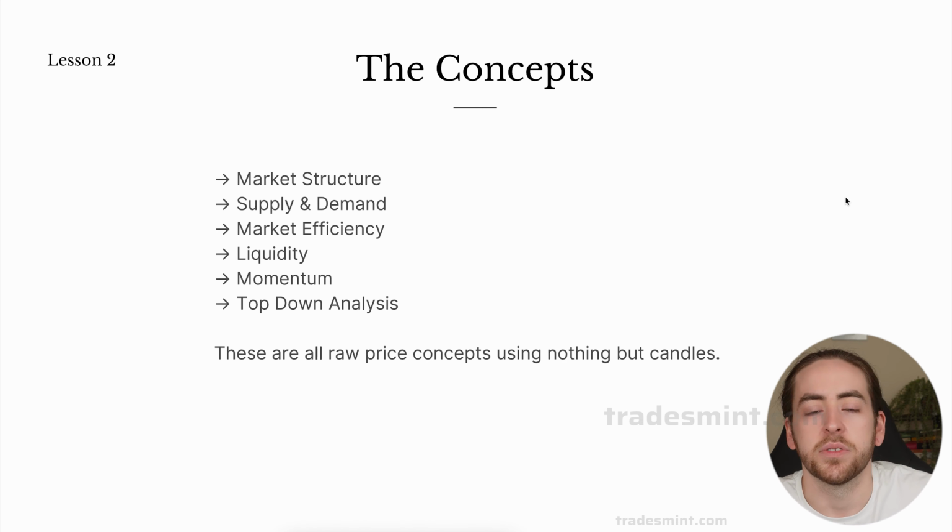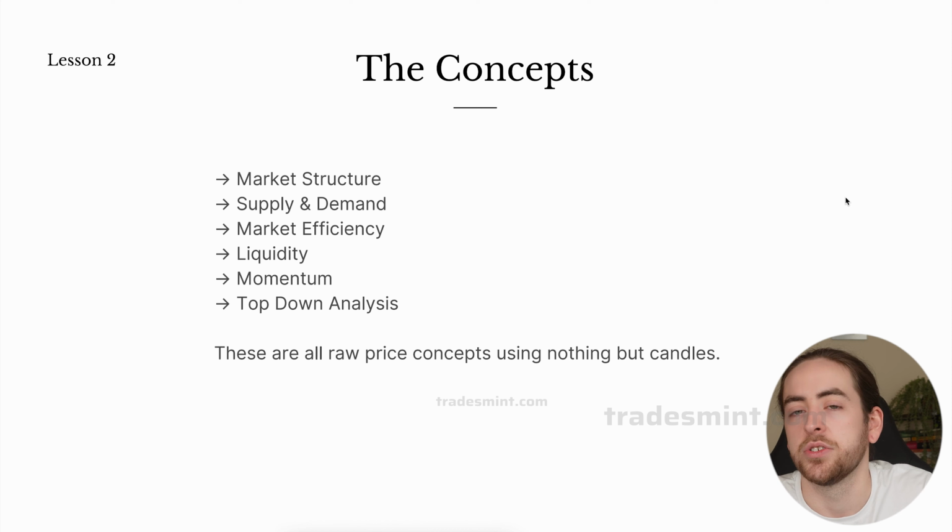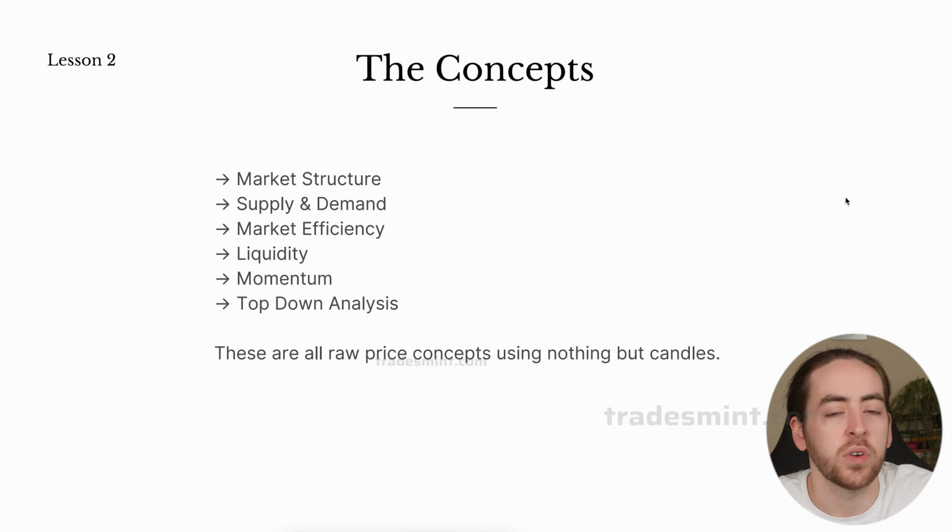All right, so these are the concepts. We use market structure, which is trends. We use supply and demand, which is areas of institutional buying and selling. We use market efficiency, which refers to imbalances, filled ranges, imbalance ranges, open ranges. Liquidity, referring to areas where significant money and orders are situated. Momentum, speed and size of candlesticks and what that tells us from a story perspective, and top-down analysis, simply so we can run through all of the different timeframes and gain information from each of them.